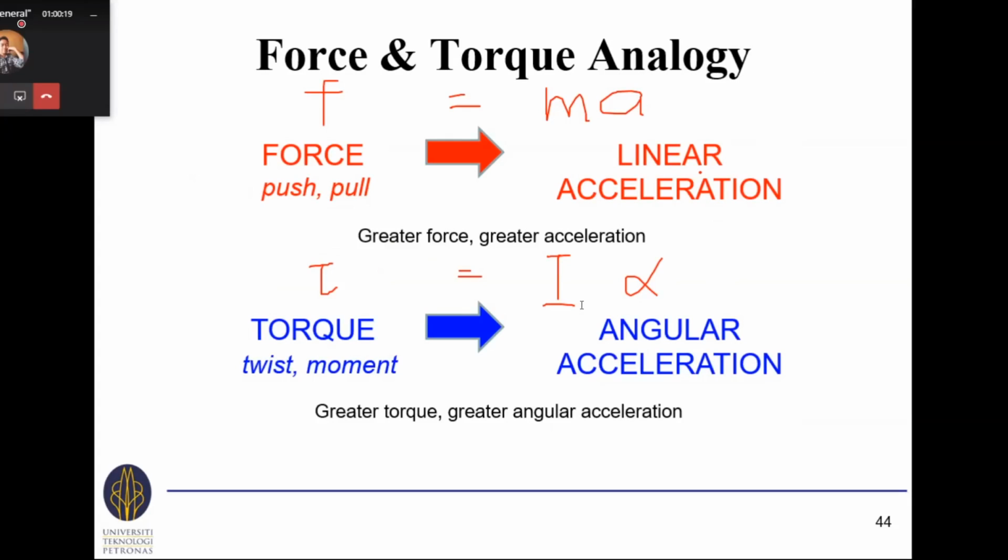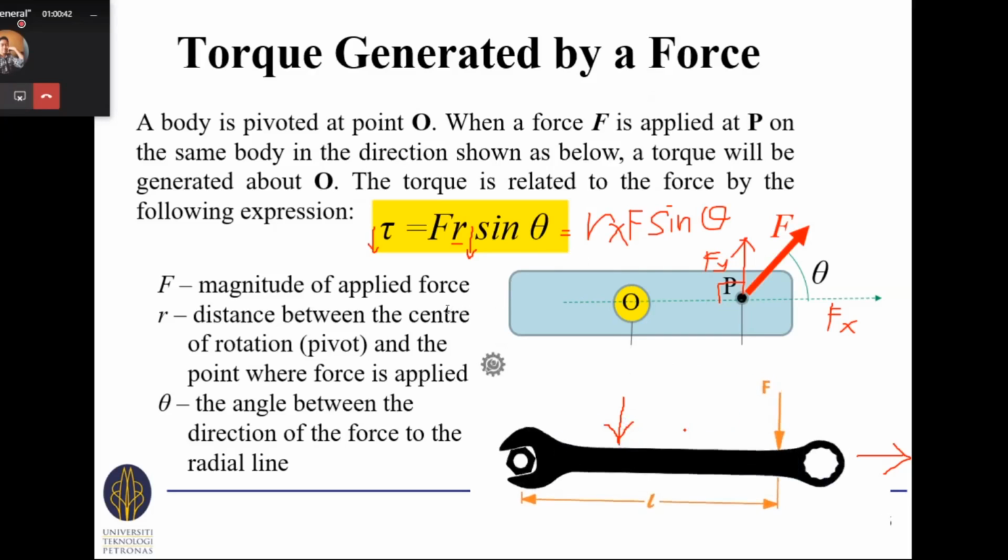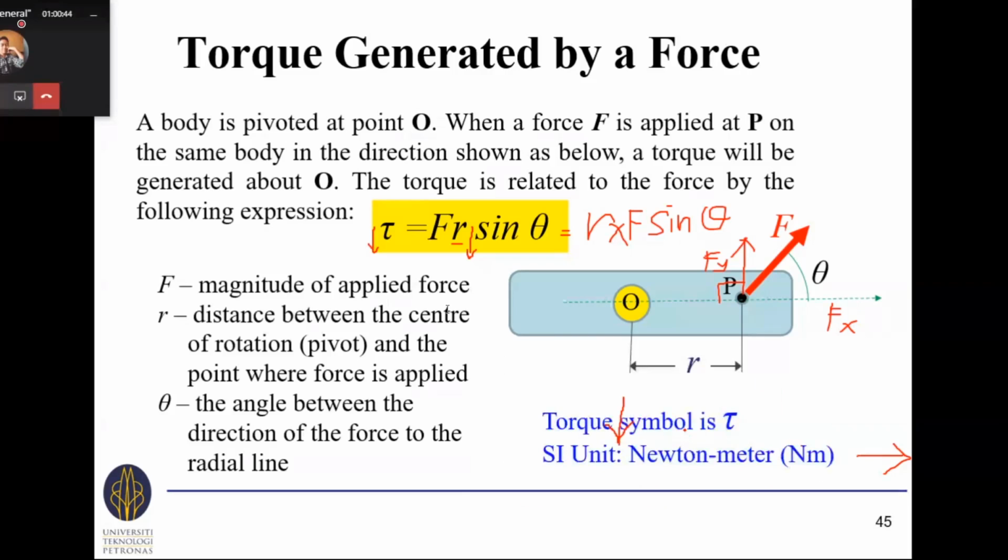From F equals ma, you will see that greater force leads to greater acceleration. So in torque, it means you need greater torque to have greater angular acceleration. Basically, if you have more torque, it means it's easier to rotate. So this is the equation related to the torque generated by force.